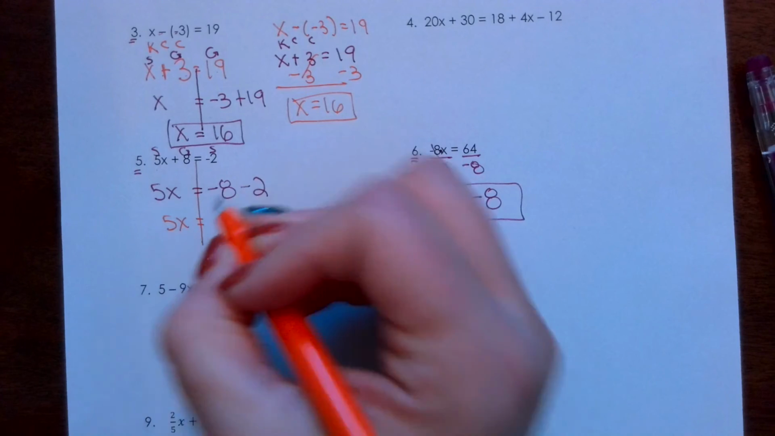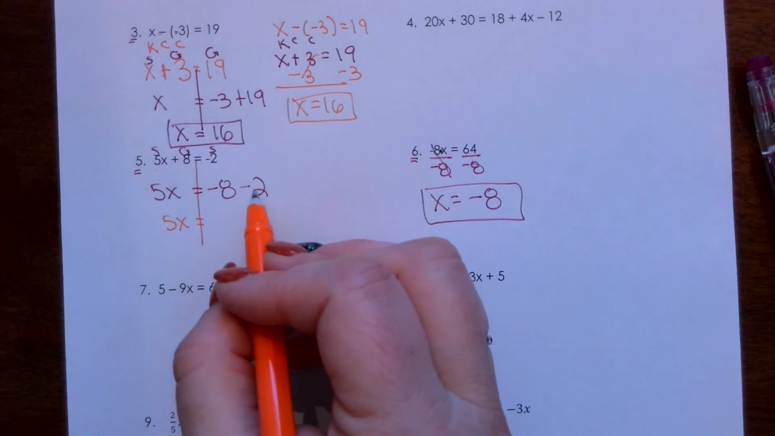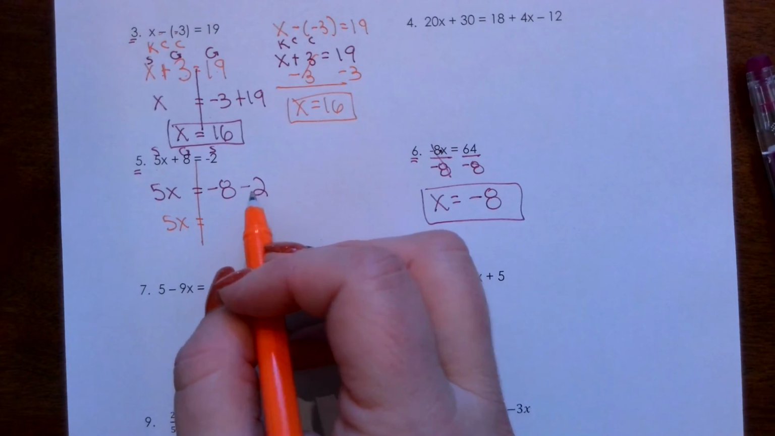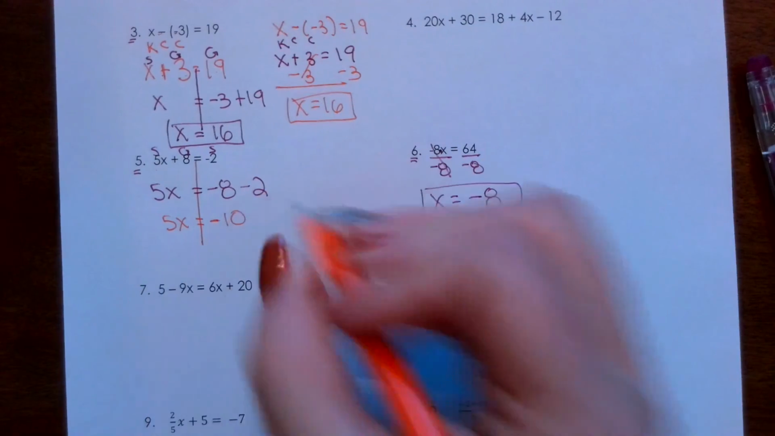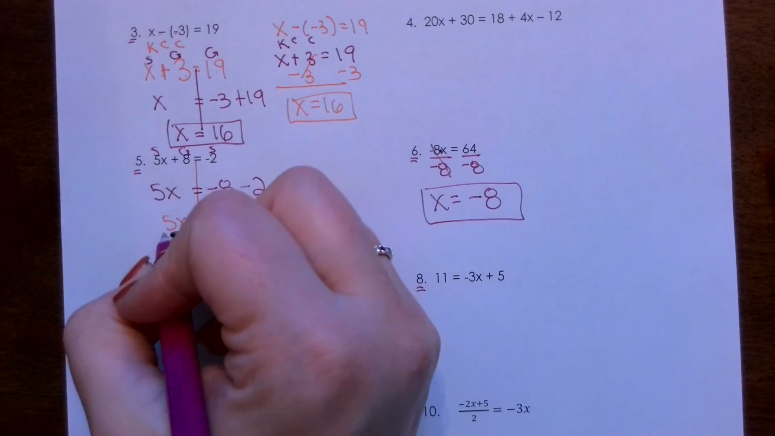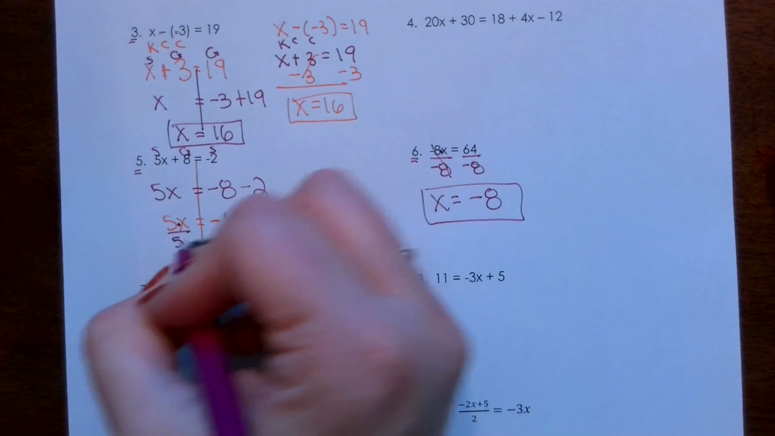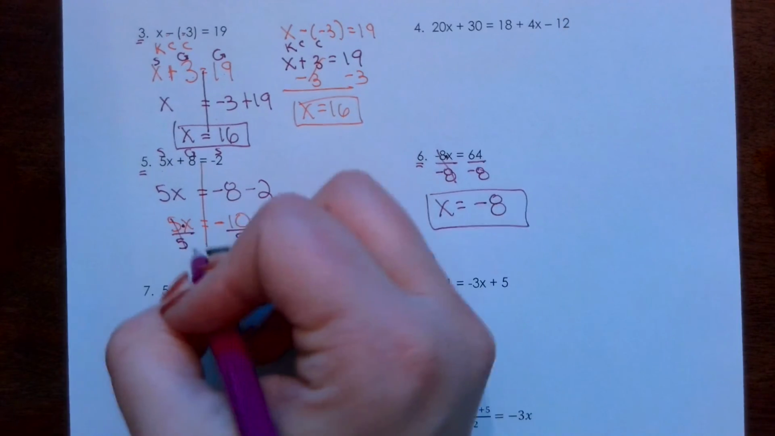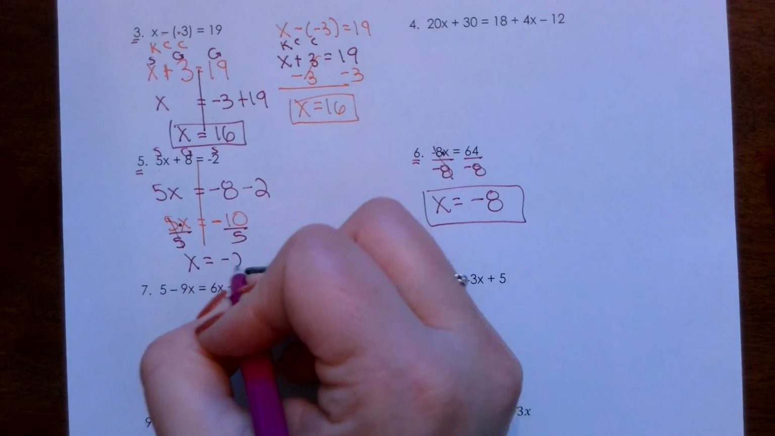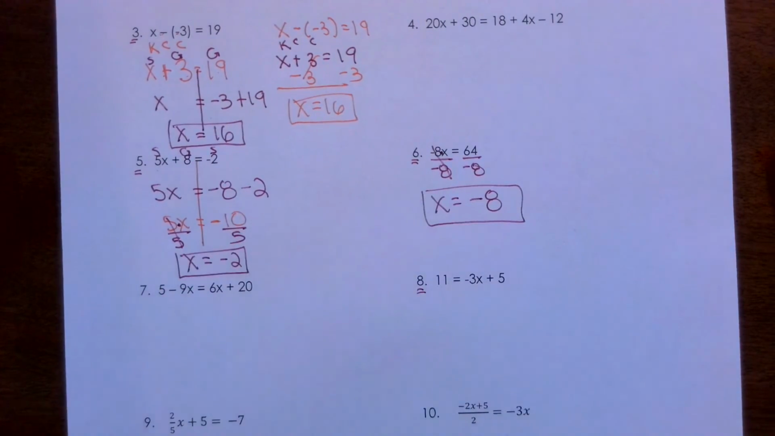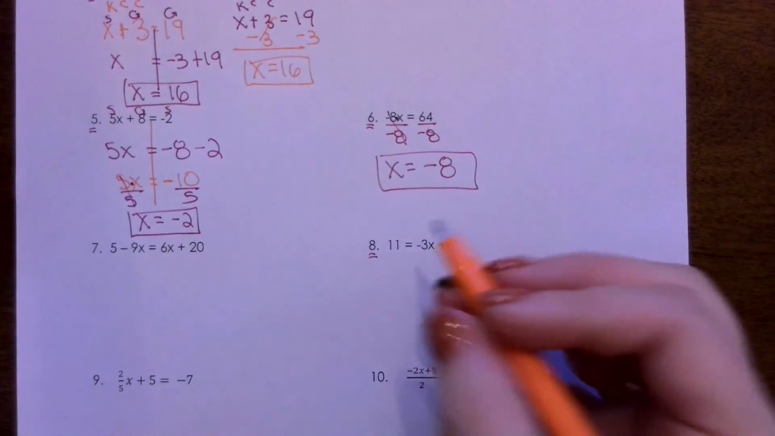5x is already all condensed. I got negative 8 minus 2. In the calculator, you're going to find that's negative 10. This is multiplication. 5 times x. I'm going to use my inverse operation of division, and I get x equals negative 2. Last one. Draw the line.